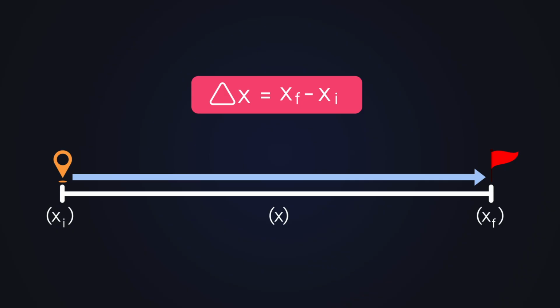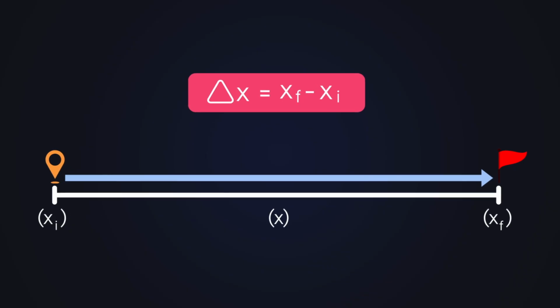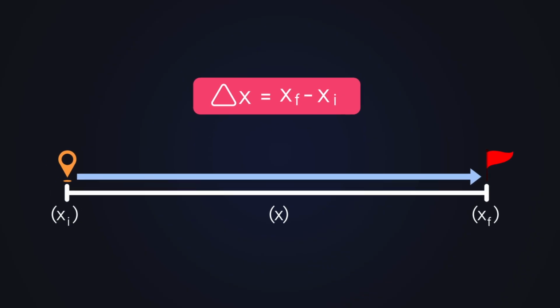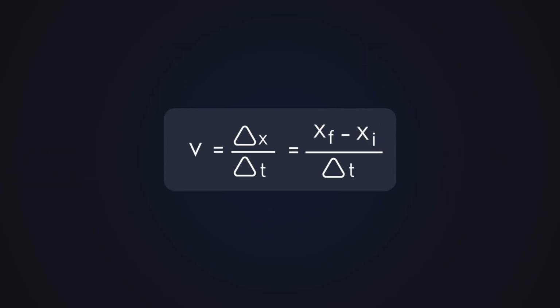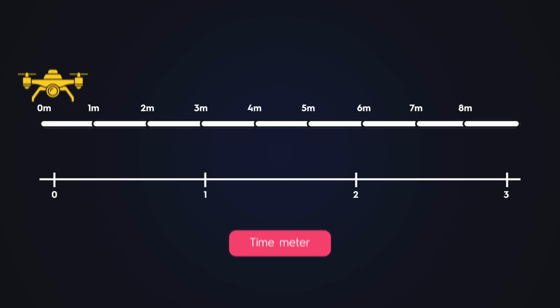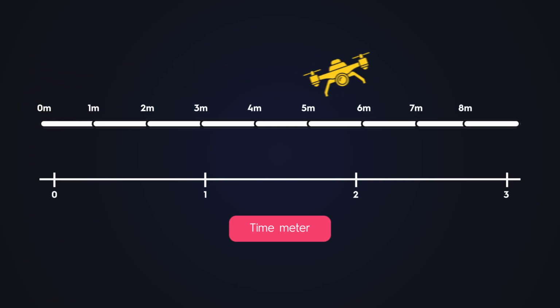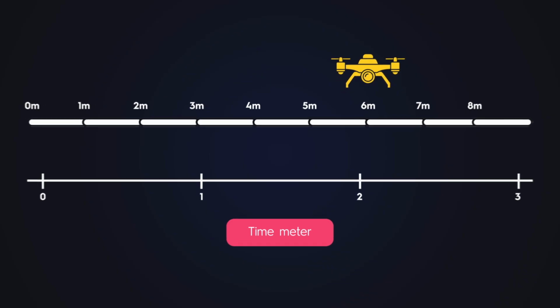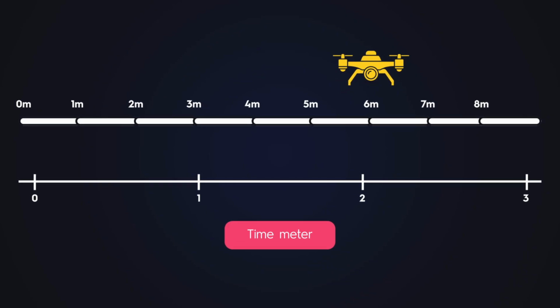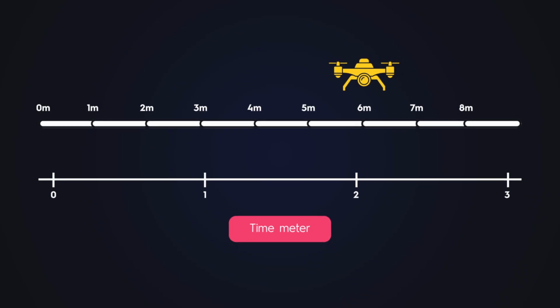Direction matters. Once we know how far something moves, the next step is to ask how fast it moves. Average velocity is displacement divided by the time interval. If our drone's displacement is 6 meters in 2 seconds, its average velocity is 3 meters per second to the right. But motion doesn't always stay constant. Velocity itself can change.